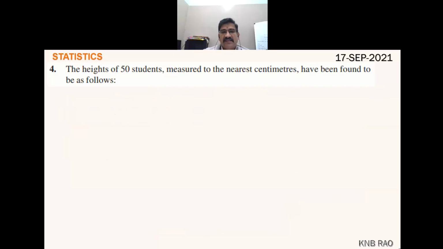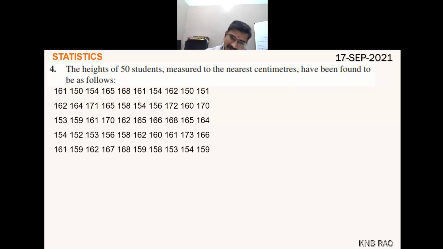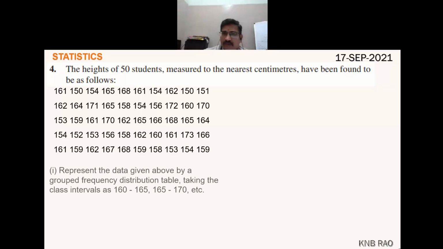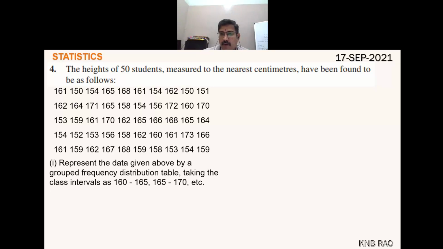The heights of 50 students measured to the nearest centimeters have been found to be as follows. So 50 numbers are there. They rounded off and suggested we take 160 to 165, 165 to 170. Obviously, it is continuous, exclusive grouping of data. Frequency distribution. Okay, that way we will make. So this is the table.